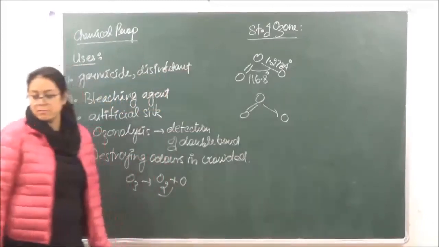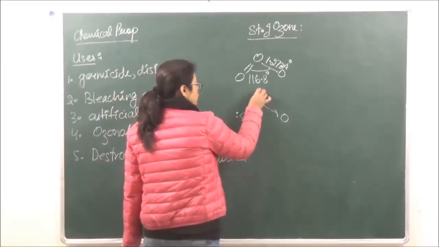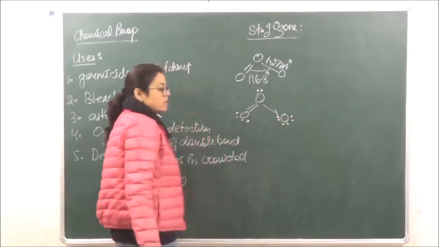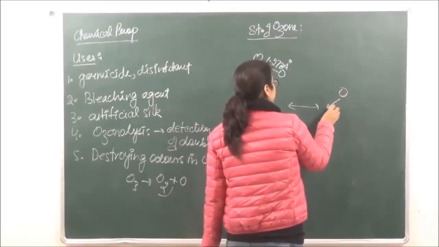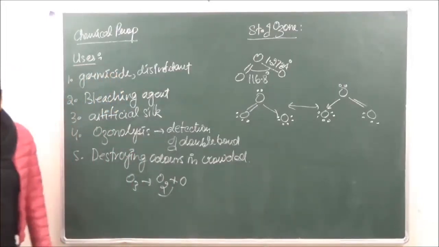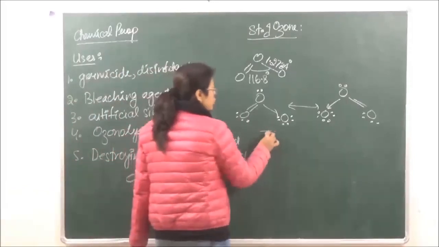This is the first one in which there are 4 electrons over here, 2 here and 6 here, right? And the other resonating structure will be the reverse. Okay? Now what are the tests for ozone? How do we do the detection of ozone?